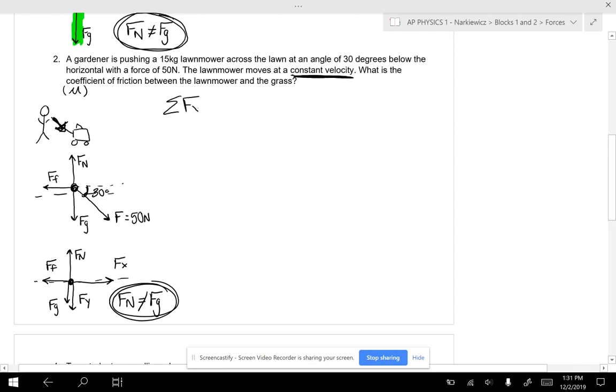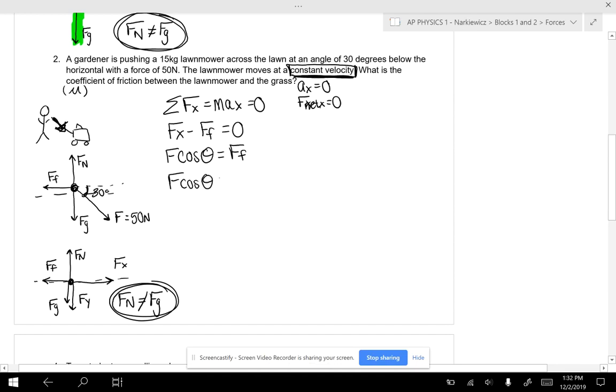Hooray. So sum of all the forces in the x direction is max. But remember, I underline that constant velocity. That tells us that the acceleration is 0, and therefore the net force in the x direction is 0. So this really equals 0, which makes our lives a lot easier because it ends up being that the x component of the force, which is the cosine, equals the force of friction. Our whole purpose is to find mu, so we have to substitute in the equation for the force of friction. So this becomes F cosine theta is mu times the normal force.